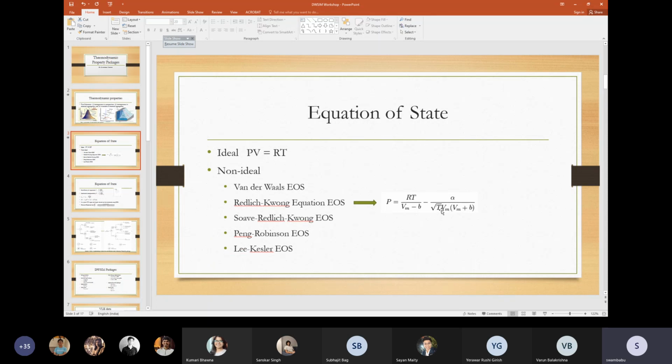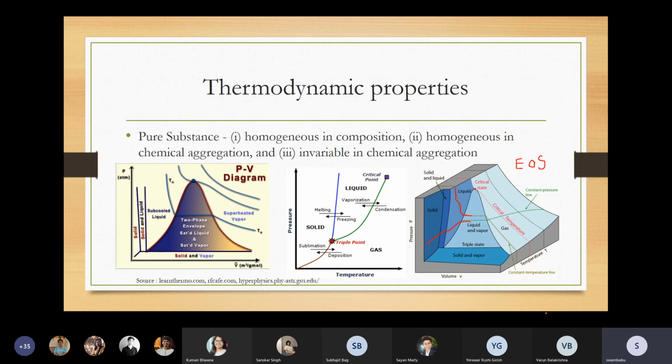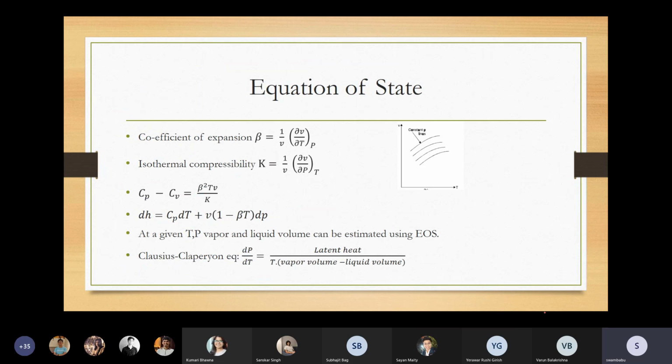If you just differentiate with respect to temperature, we get this. We can find out the latent heat. So from this slide, what I wanted to inform you is that once we have this equation of state, then we'll be able to estimate all other properties.